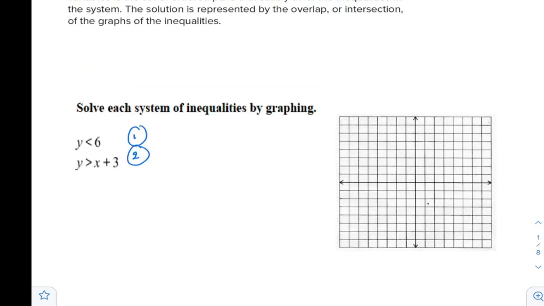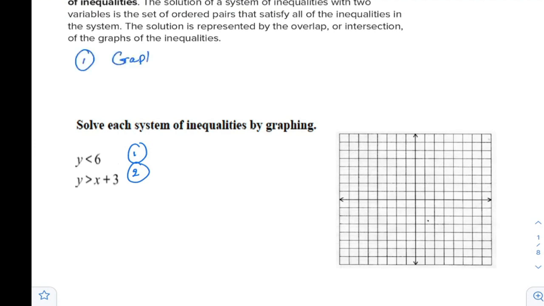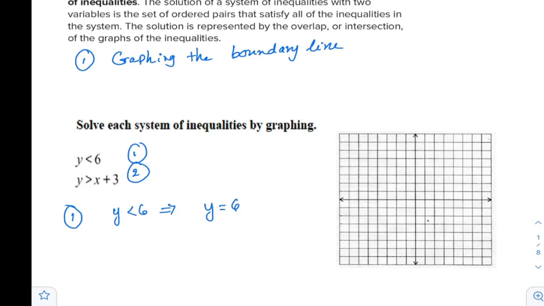We have to start by graphing the boundary line. Graphing the boundary line is graphing the equation that represents the inequality. For example, here, for y less than 6, the boundary line is the equation y equals 6. So we will start by graphing this line, but there will be a difference. Before you match your line, you should decide whether it's a dashed line or solid line.